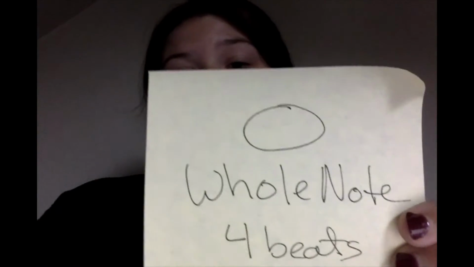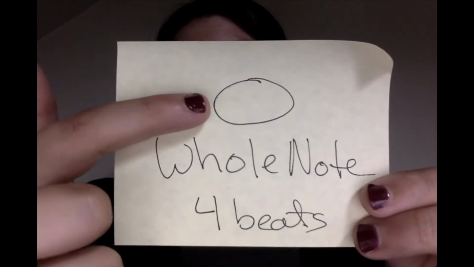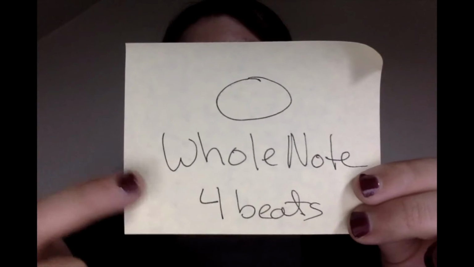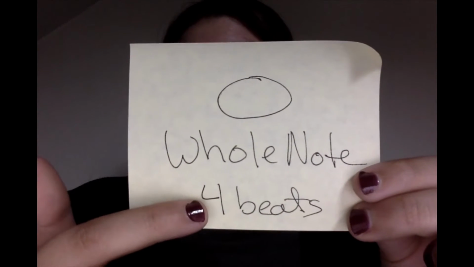So moving on to our next type of note, we have the whole note. As you can see, there is no stem. It's just a circle, and it gets four beats. So quarter note, ta, ta, ta, ta. Half note, ta, ta. Whole note, ta. Four beats. 1, 2, 3, 4.